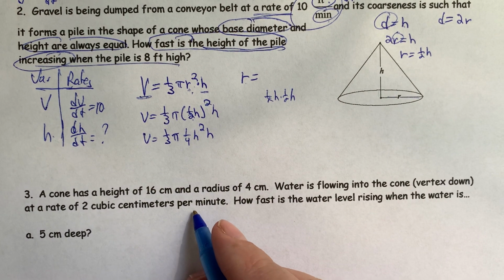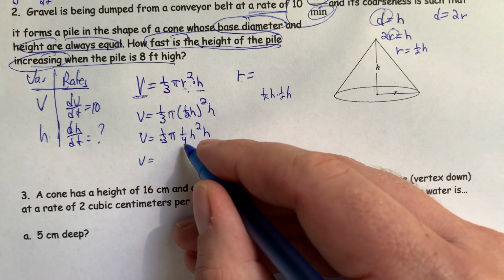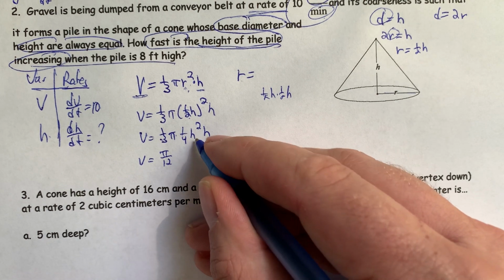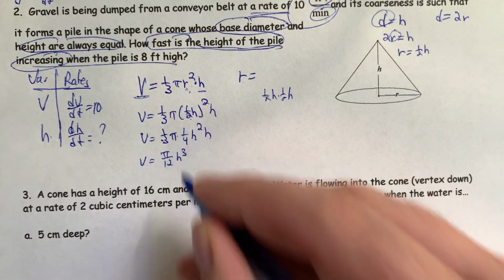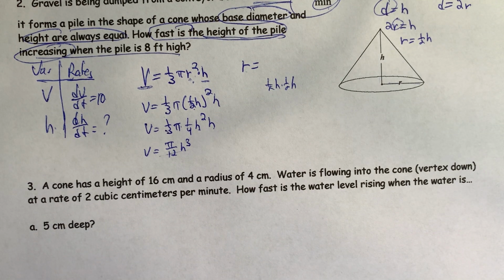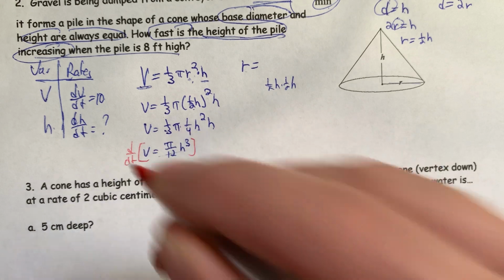And now I can multiply things together. A third times a fourth is 1/12. And I'm just going to go ahead and put the pi on top. So pi over 12. H squared times h is h cubed. Great. This is way easier to take the derivative of. So now let's do it. What is d dt of this? And we're going to simplify.